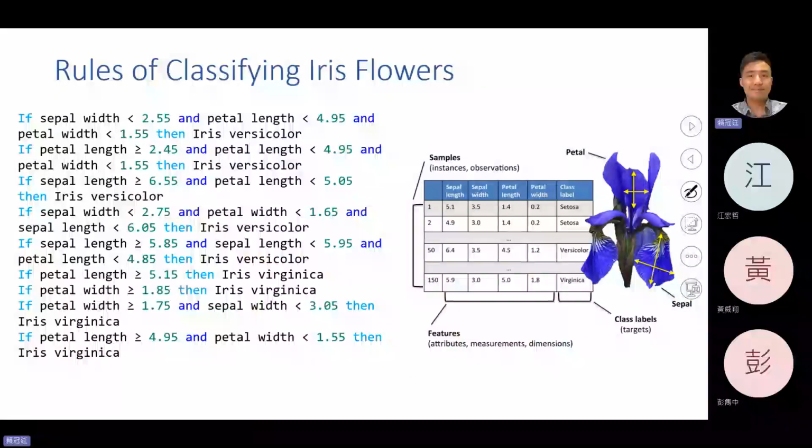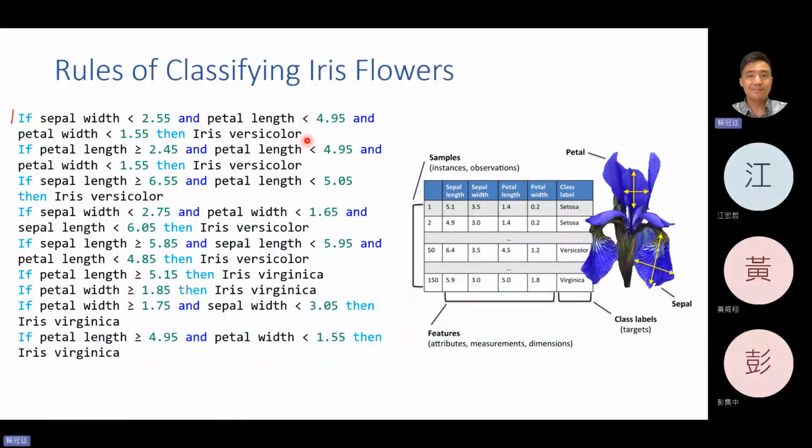So let's look at our most familiar data set, the iris flower. If we use a rule-based system, it will be a little bit messy, with too many rules and very detailed ones. So from this example, we can see that rule-based learning is not very suitable for continuous data, although you can use it for continuous data. If you try to learn rules for classifying flowers, you will get many rules like this. The first rule is that if the sepal width is less than 2.55, the petal length is less than 4.95, and the petal width is less than 1.5, then it's iris versicolor.